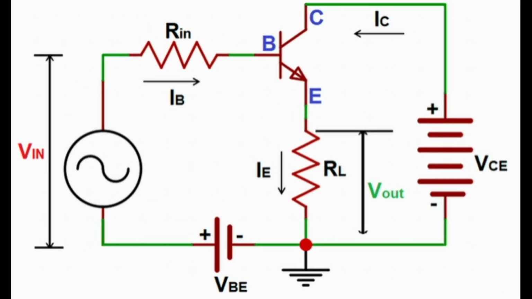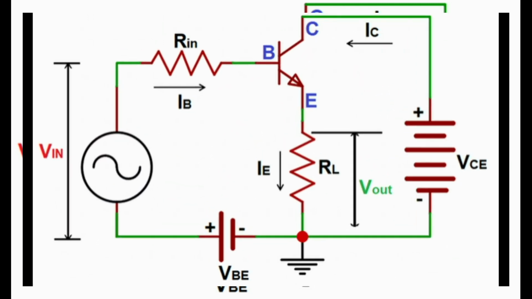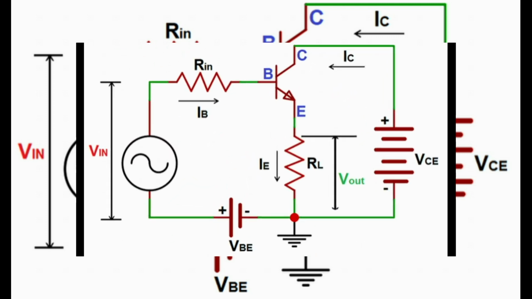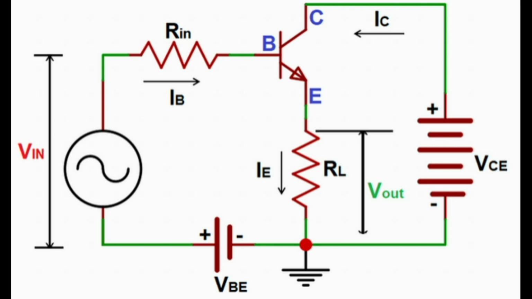Common collector (CC) configuration. The common collector configuration is also called the grounded collector configuration, where the collector terminal is kept as the common terminal between the input signal applied across the base and the emitter, and the output signal obtained across the collector and the emitter. This configuration is commonly called the voltage follower or the emitter follower circuit. This configuration will be useful for impedance matching applications as it has very high input impedance.